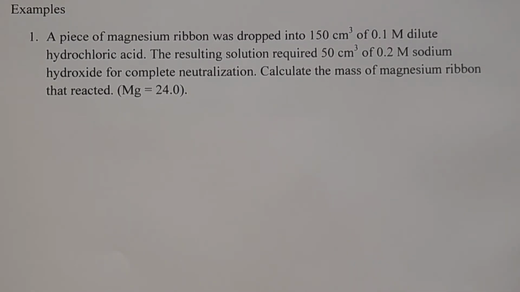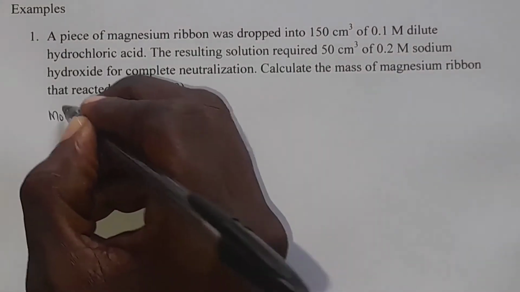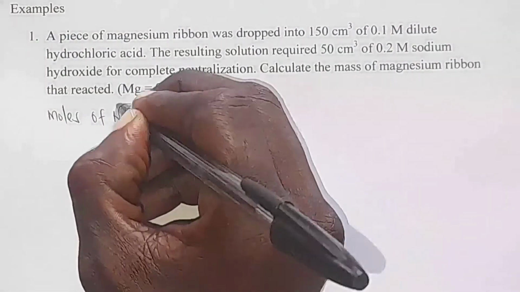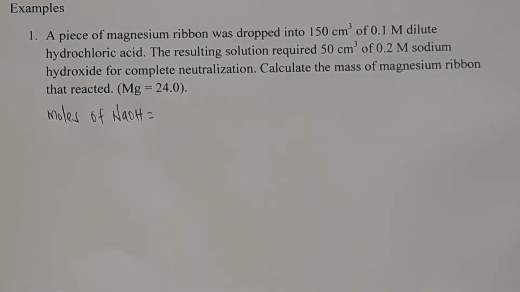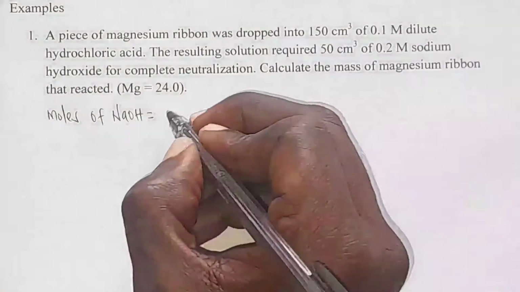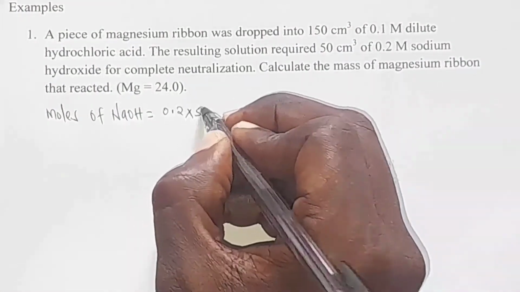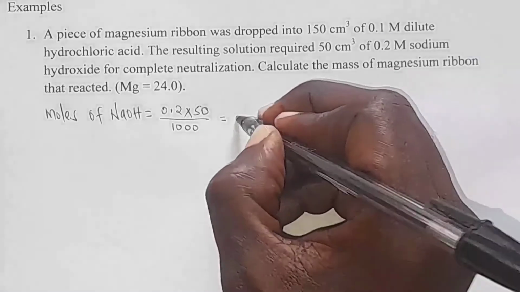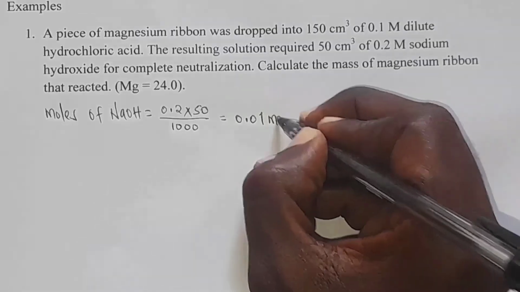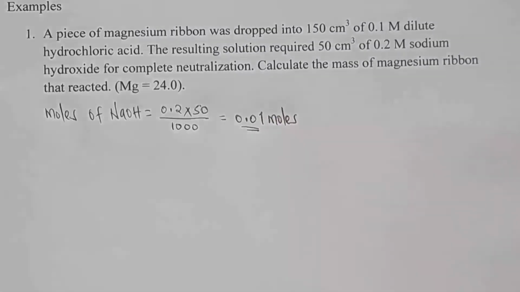So here we have to know the general procedures or steps of back titration. The first step is to look at the number of moles of the alkali, in our case, sodium hydroxide. The formula for calculating moles is molarity multiplied by volume used divided by 1000. So the molarity is 0.2 multiplied by volume, which is 50, divided by 1000. Here we get 0.01 moles of sodium hydroxide. That's the first step.